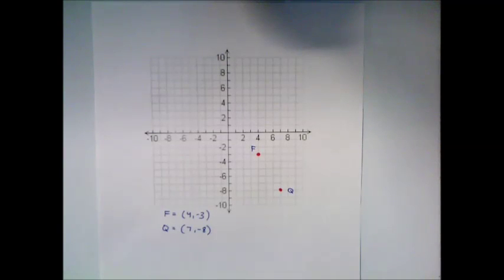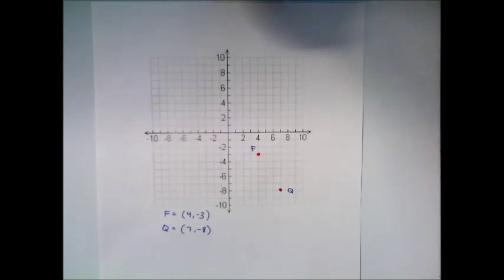Here we want to look at finding the distance between 2 points. And so if I look at the 2 points, if they don't already have a graph, it's kind of nice to just draw yourself a graph. And they give me (4, -3) and (7, -8). So if you've seen distance formula before, it absolutely works.